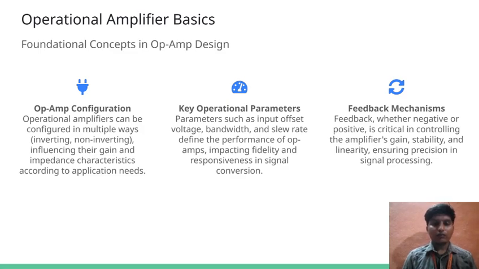Key operational parameters such as input offset voltage, bandwidth, and slew rate define the performance of the operational amplifier, impacting fidelity and responsiveness in the signal conversion. And these are the feedback mechanisms, the basic concepts of the operational amplifier.